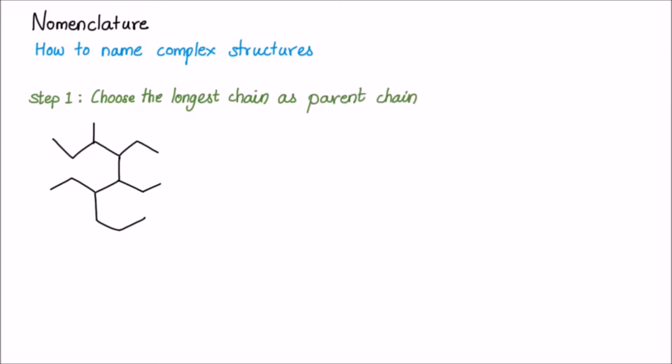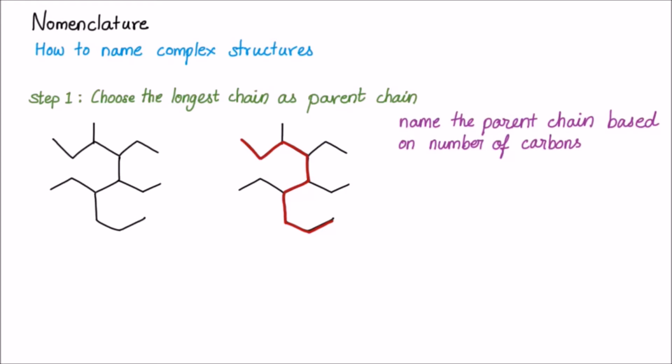The first step of naming a compound is choosing the parent chain, and here the parent chain should be the longest chain. The chain that is highlighted red is the longest chain in that structure, and we can name the parent chain based on the number of carbons that was given in the previous table. This chain has 9 carbons. Name of this parent chain is nonane.